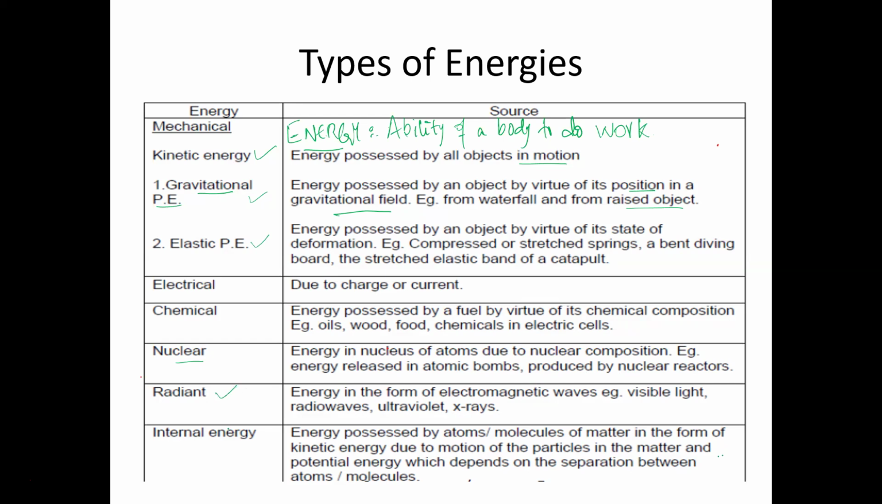What is radiant energy? Energy which is in the form of electromagnetic radiations like UV rays, infrared rays, visible light. They all are carrying energy with them, and such type of energies are called radiant energy. Last but not the least is the internal energy.